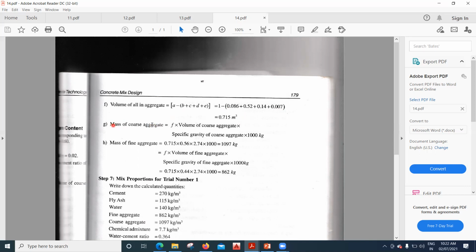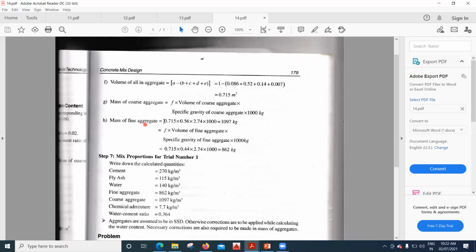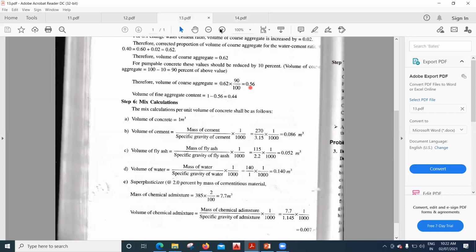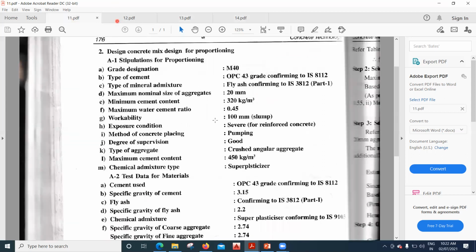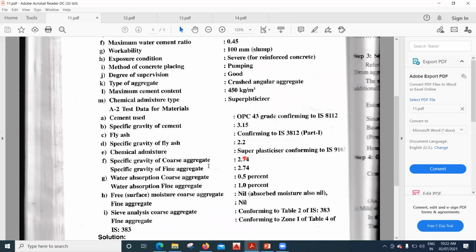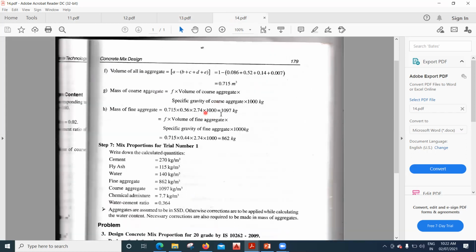Therefore, if I want to individually find how much is coarse aggregate, mass of coarse aggregate will be volume of all-in aggregate into volume of coarse aggregate into specific gravity of coarse aggregate into 1000. Which will come out to be 0.715 into volume of coarse aggregate, 0.56, which you found from here, and then 2.74, which you get from the lab result. Otherwise they have given it here, you have to refer here. 2.74 is the specific gravity. Into 1000, you get 1097 kg of coarse aggregate.